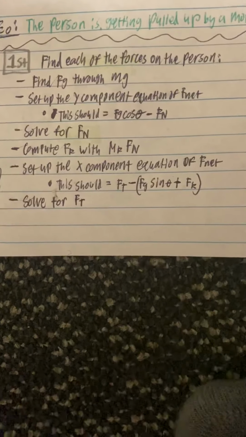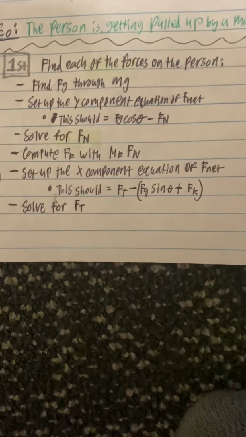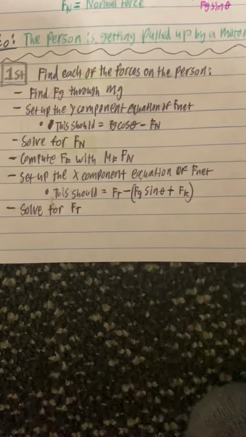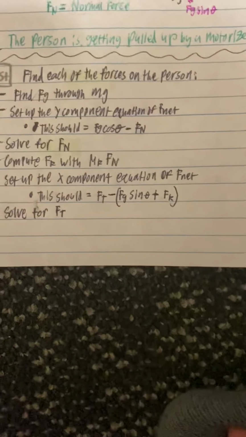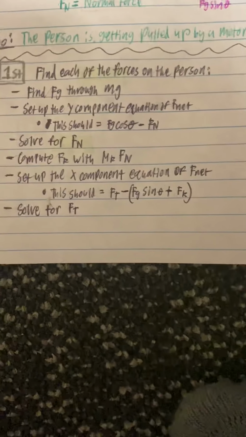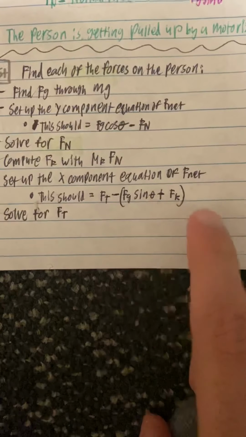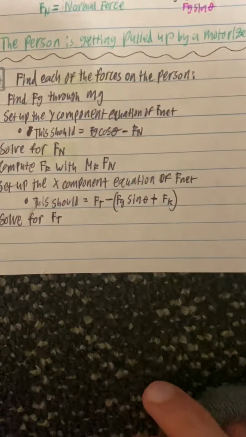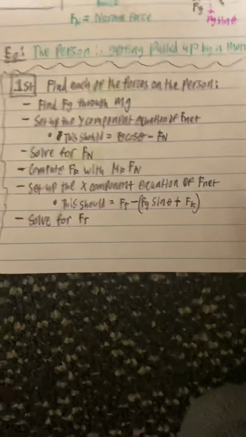Then we set up the x component equation of the net force, and this should be equal to the force of tension minus the force of gravity times sine of theta plus the force of kinetic friction. Keep in mind these are in parentheses, with the minus in front, because these are in the opposite direction from the force of tension. Then we have to solve for the force of tension.